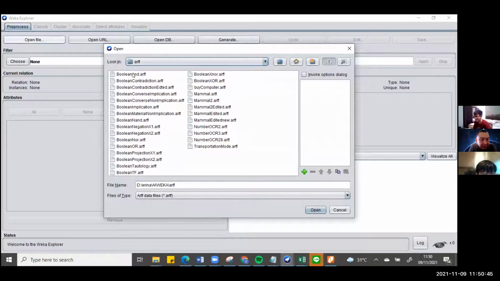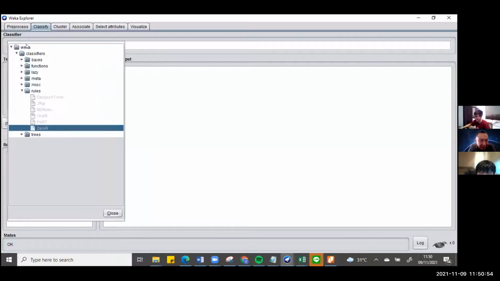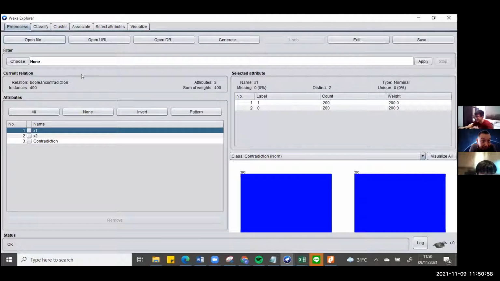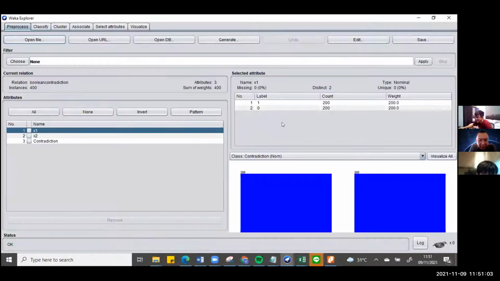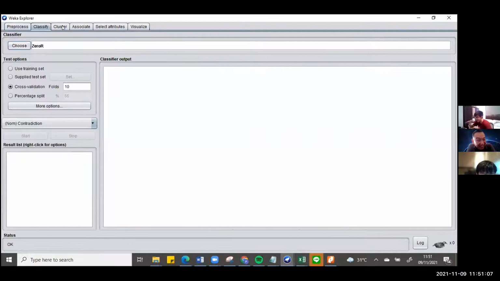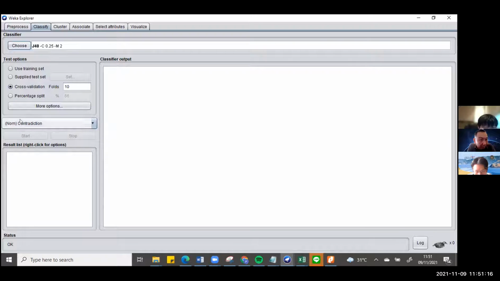Maybe I'll try with this contradiction. This is for the classifier I use. Wow, so much data, 200. Yes, I duplicated 20. You multiplied 50 times, okay. And which classifier do you use? I use J48.